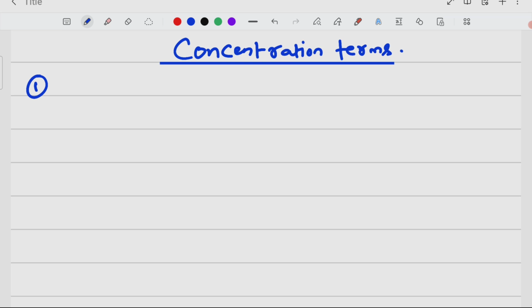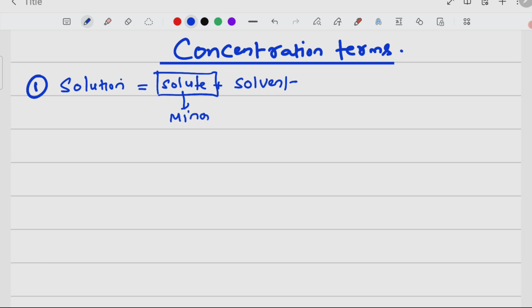Before entering into concentration terms, first let us take the term solution. We know solution is a homogeneous mixture of solute plus solvent. So how do we define solute as well as solvent here? See, the general definition: solute is referred to as the minor component in a given homogeneous mixture. Solvent is referred to as the major component.